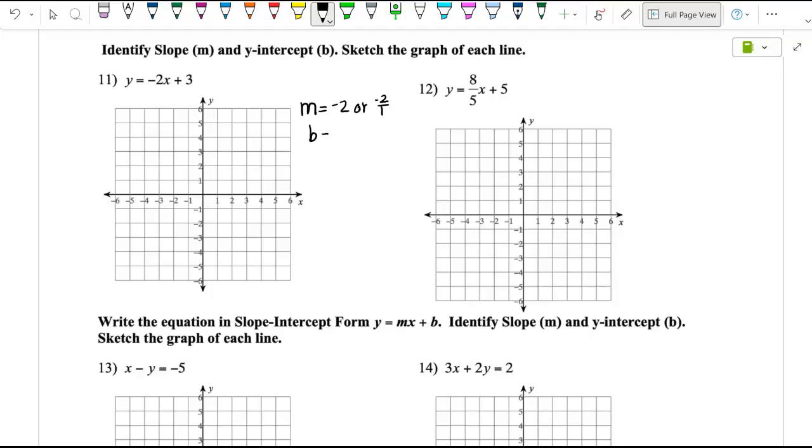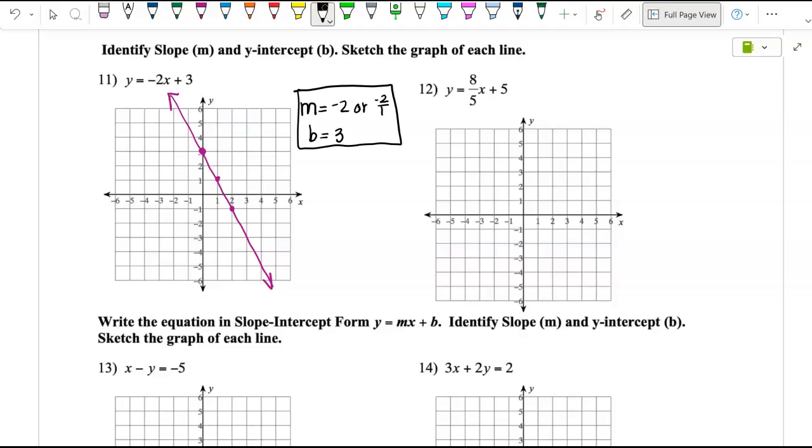And what is our y-intercept? 3. So I start at that y-intercept, so I'm going to start at positive 3. My slope says go down 2, 1 to the right, down 2, 1 to the right. And then I'm going to use my straight edge, and make sure I draw my line all the way through my graph. And again, there's my slope and y-intercept that they asked for.